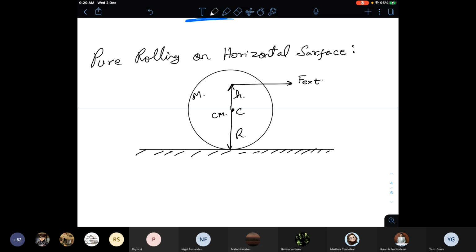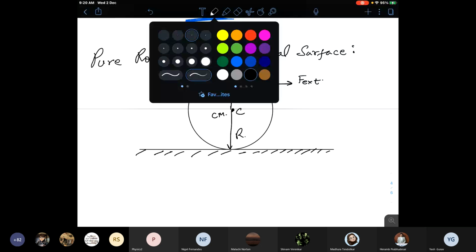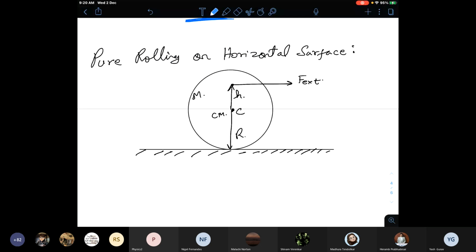Let the center of mass be C. Now if you are applying a force at a height h from the center of mass, you can say that yes, there will be some kind of rolling motion in the object. Now just try to imagine there is an external force acting on it and it is showing pure rolling. Pure rolling means that VCM is equal to omega r. That won't be required over here much, but still VCM equal to omega r is the criteria.